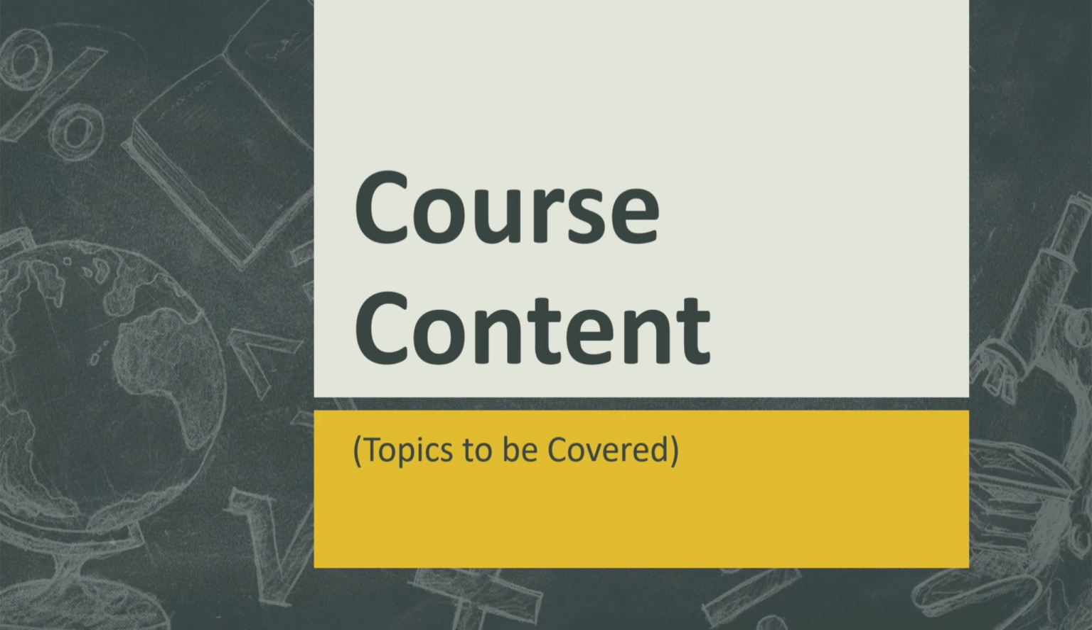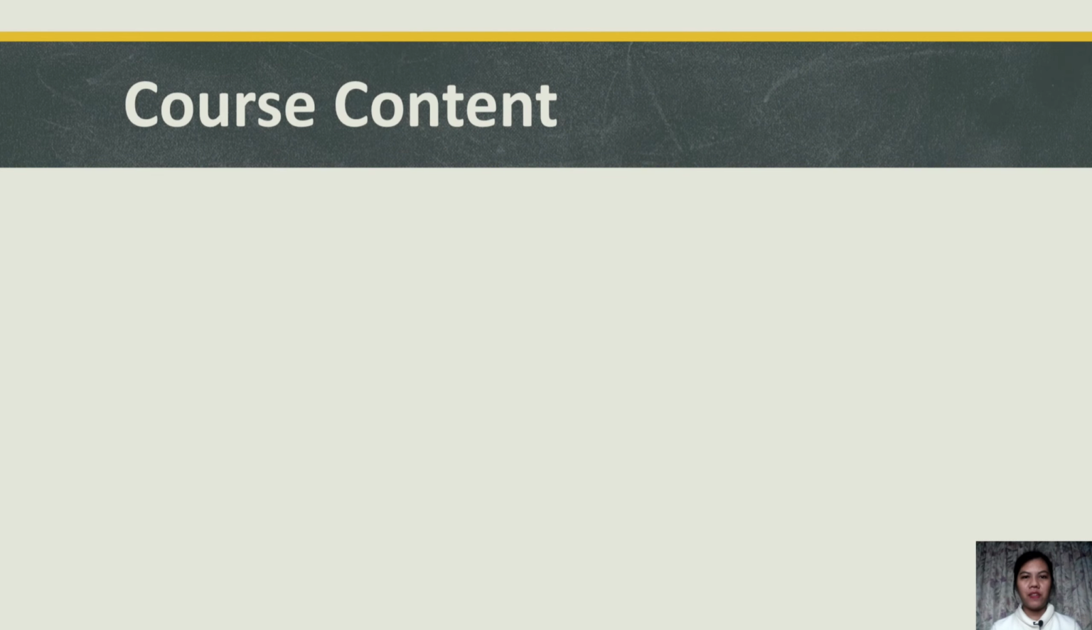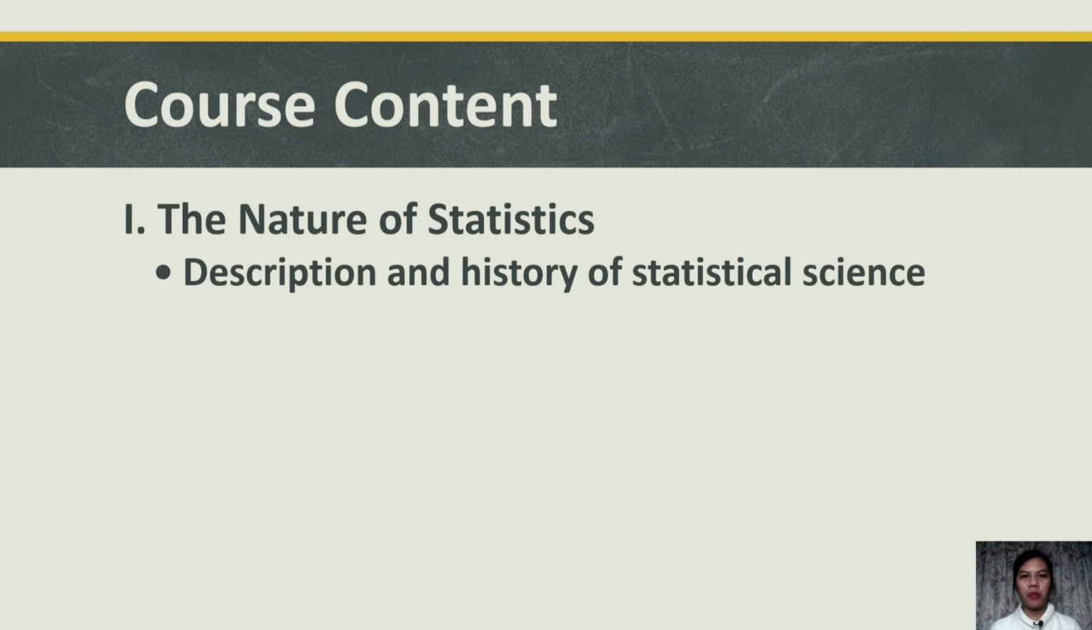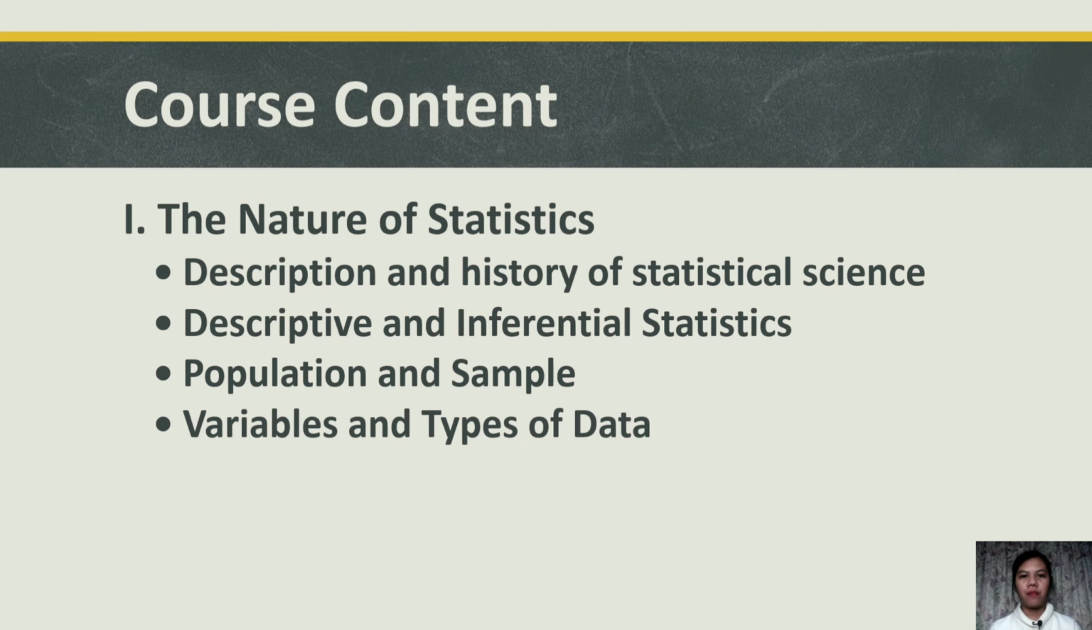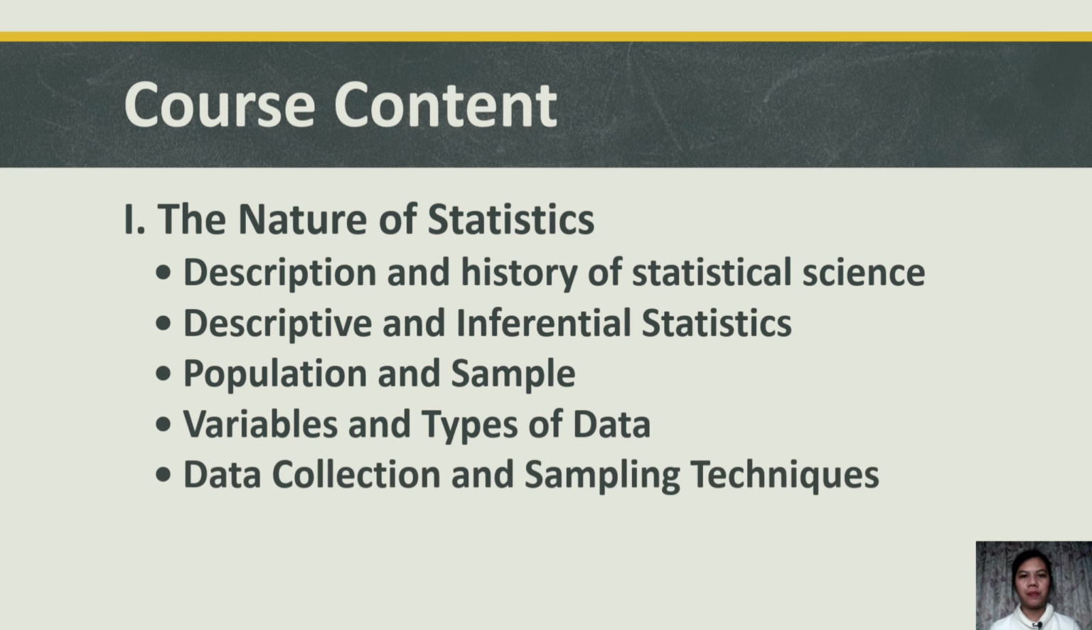The course content. The first unit will be about the nature of statistics. We will have the discussion on the description and history of statistical science, differentiating between descriptive and inferential statistics, population, and sample. Also, identifying the different types of data and the level of measurement of each variable.